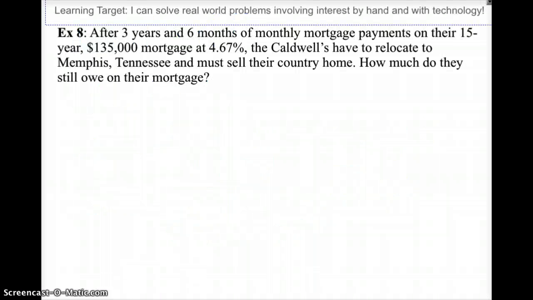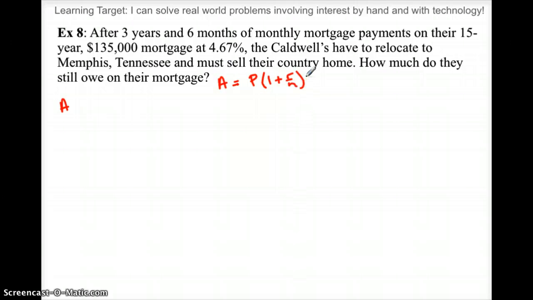Okay, so let's look at our first problem. After 3 years and 6 months of monthly mortgage payments on their 15-year, $135,000 mortgage at 4.67%, the Caldwells have to relocate to Memphis, Tennessee, and must sell their country home. How much do they still owe on their mortgage? Well, since it's a monthly payment, we're compounding 12 times a year, so we use the formula A equals P times (1 plus R over N) raised to the NT.